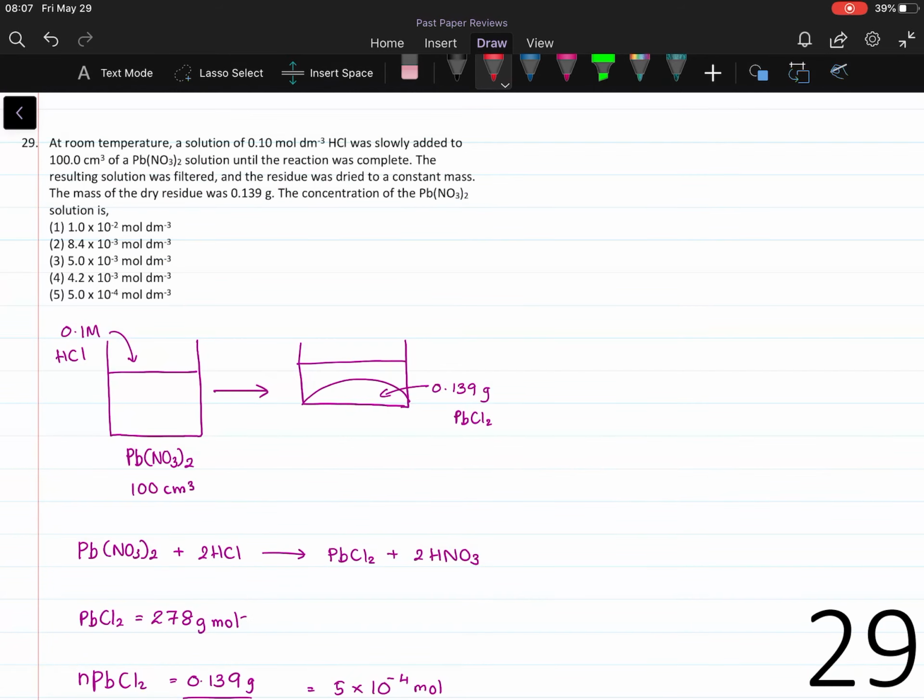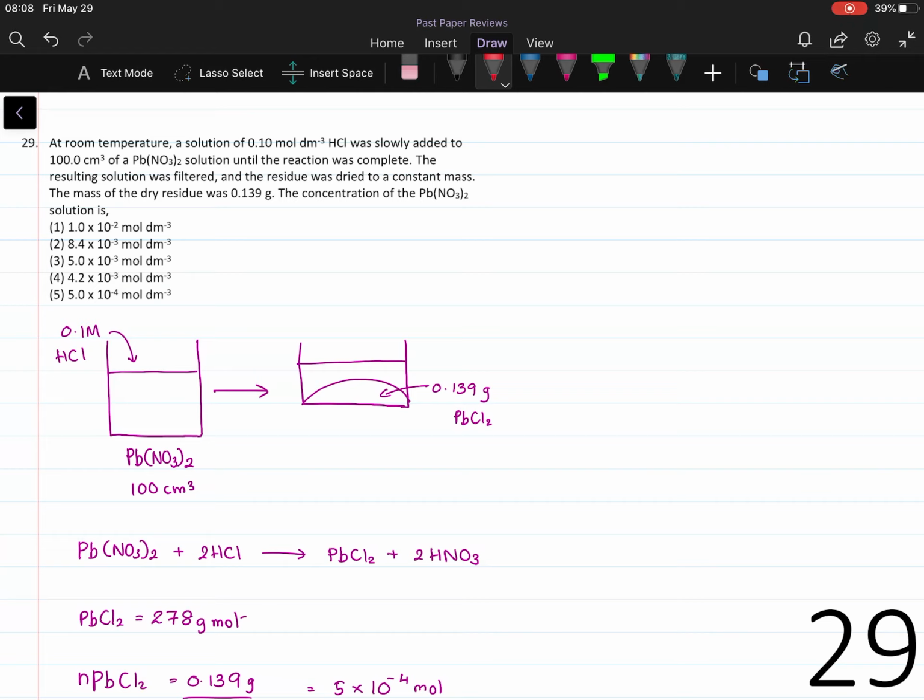Question number 29. At room temperature, a solution of 0.1 HCl was slowly added to 100 cubic decimeters of lead nitrate solution until the reaction was complete. The resulting solution was filtered and the residue was dried to a constant mass. The mass of the dry residue was 0.139 grams. The concentration of the lead nitrate solution is.